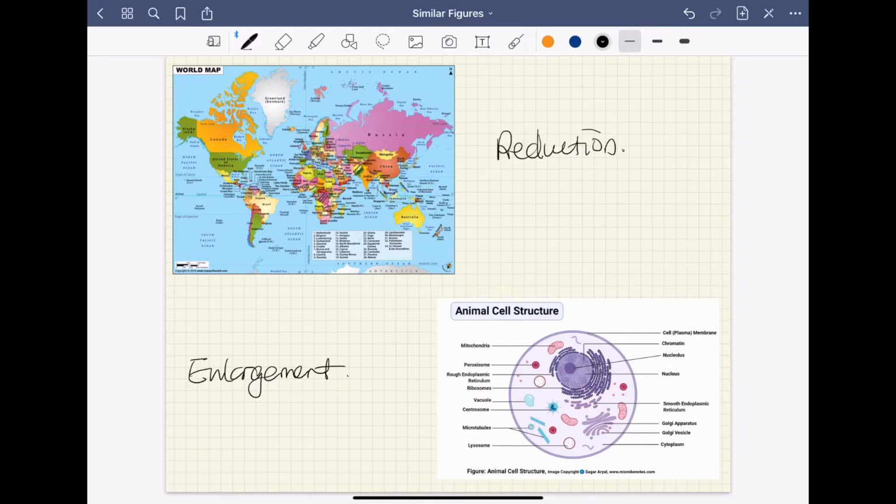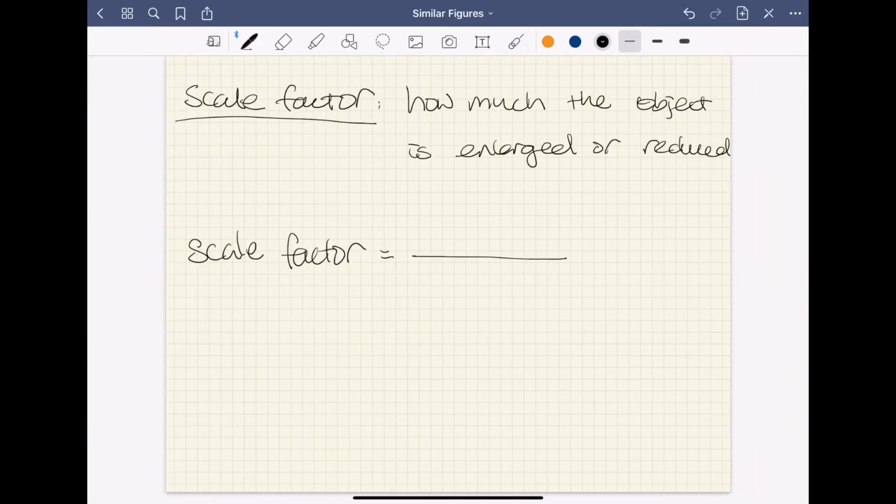Now, we know the map is a reduction and the cell diagram is an enlargement. But how do we calculate how much they're enlarged or reduced? We'll be able to calculate that by calculating what's so-called the scale factor. Scale factor is how much the object is enlarged or reduced, and it's calculated using this formula here. Scale factor is equal to the image length divided by the object length.